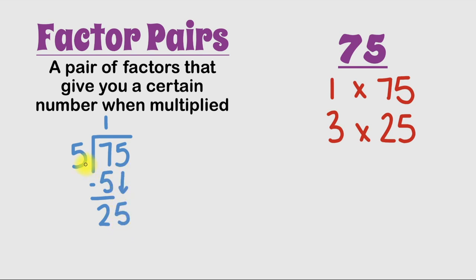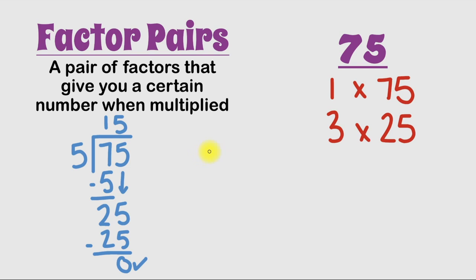How many times can 5 go into 25? Well, that's 5 times. And 5 times 5 is 25. When we subtract that, we get 0, and that's perfect because that's exactly what we want. Because this means that 5 can go into 75 with no remainder, making it a factor of 75. And this means our factor pair will be 5 times 15.